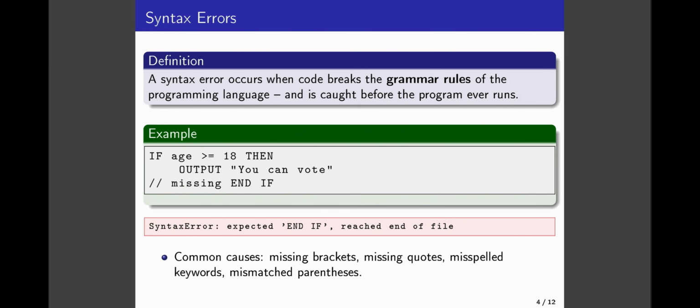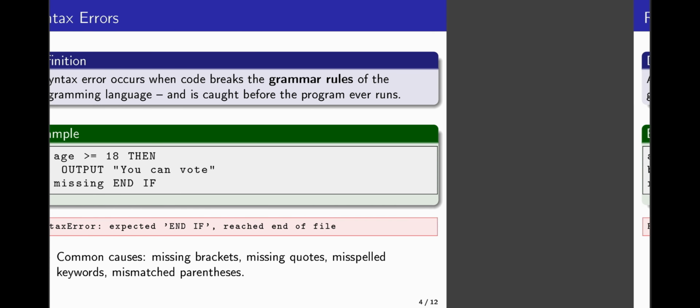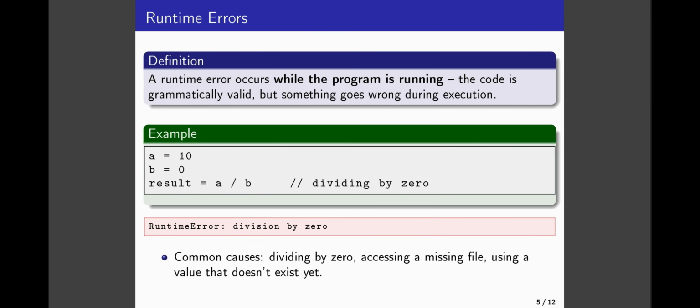We have an if statement, but we are missing the closing end if. Notice the error message that comes back. Syntax error, expected end if, reached end of file. The language is telling us exactly what structural rule got broken. Common causes of syntax errors include missing brackets, missing quotes, missing keywords, or misspelled keywords and mismatched parentheses, something like that. Small structural mistakes that break the language grammar.